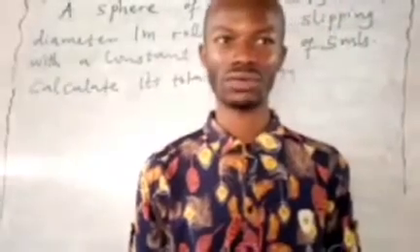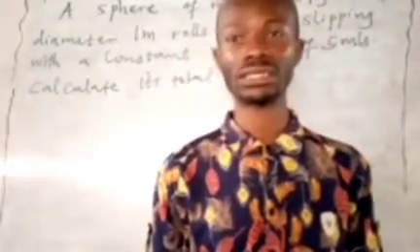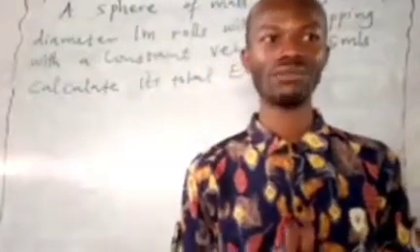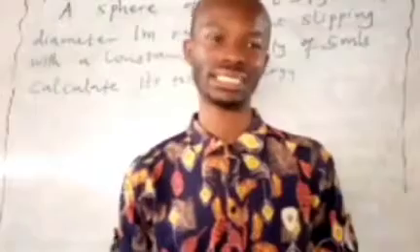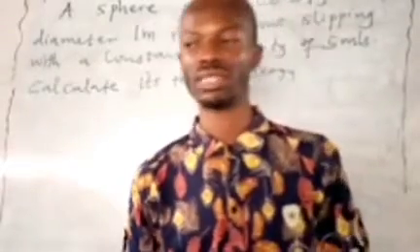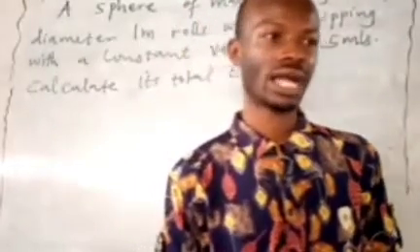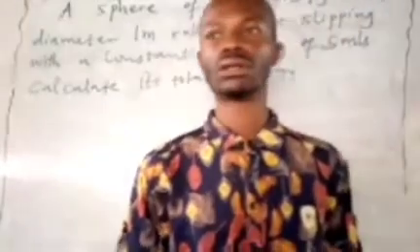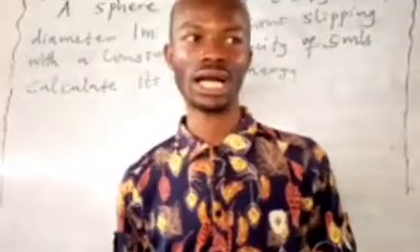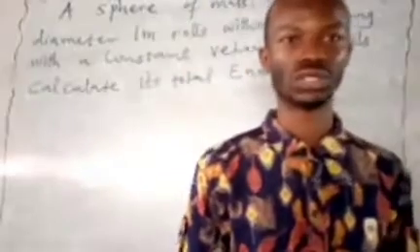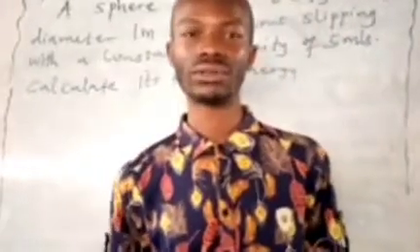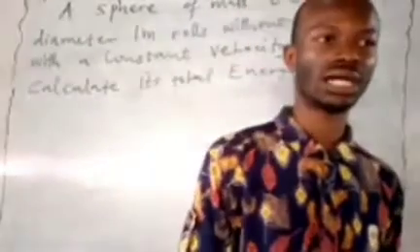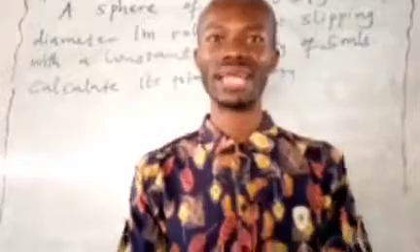In the first lecture, I told you that a rigid body is a body that cannot be bent into any different shape or form. I also told you that a rigid body can undergo both translational motion and rotational motion. We have an example of a body that can undergo both translational motion and rotational motion at the same time.